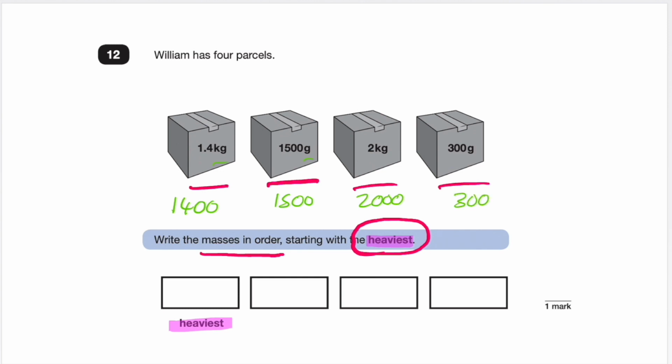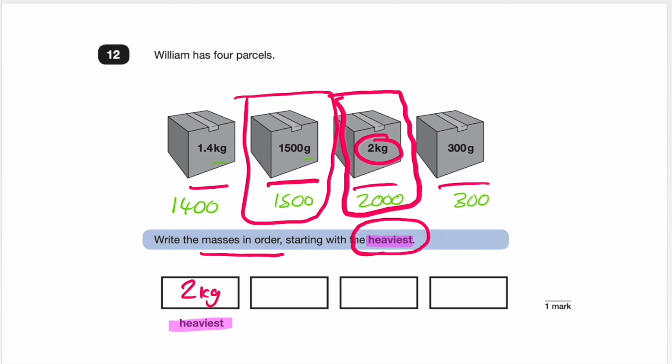So which one is heaviest? Well, we can see that the 2 kilograms is heaviest. Now, when we're writing our answer, I would suggest that you don't put 2,000 grams because the original box was in kilograms. So they might be lenient with you, but we want to make sure we're not going to make any small mistakes. So let's put 2 kilograms. Then which one was next? Well, 1,500 grams. And that's been written as 1,500 grams. After that was 1.4 kilograms.